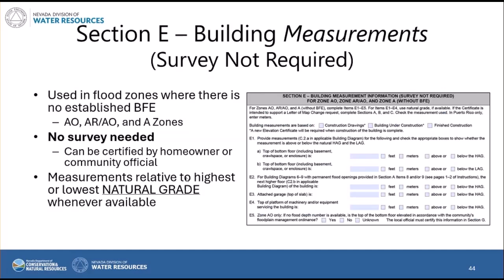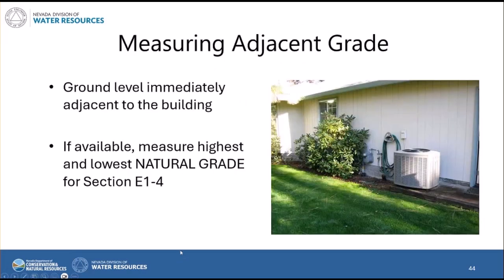The measurements are just collected with a tape measure or a yardstick relative to the highest or lowest natural grade whenever that's available. You've also got check boxes for, is this an EC pre-construction, during construction, or finished construction? Again, we're going to measure adjacent grade, so right up next to the building and not 20 feet away. And if available, measure that highest and lowest natural grade.